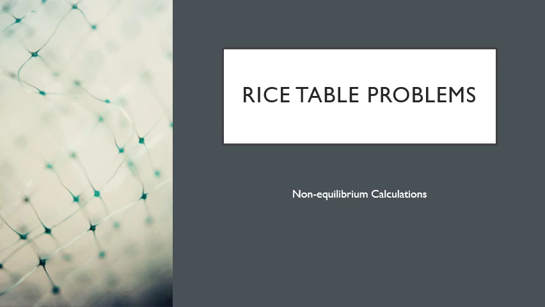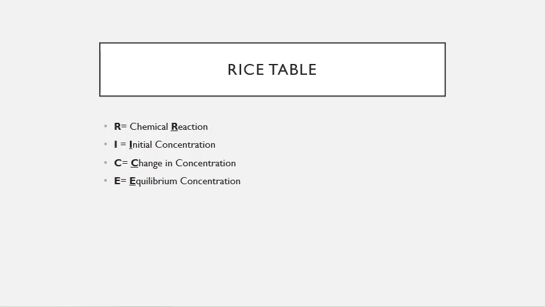Good afternoon. This last video will be covering typical types of RICE table problems that you will encounter for non-equilibrium calculations. In order to solve these problems, we must set up a RICE table. The RICE table stands for R being the chemical reaction, so your balanced chemical equation. The I is your initial concentration in moles per liter. The C is your change in concentration. These will be, again, your plus X's and your minus X's. Like stoichiometry, we're using it from the balanced chemical equation.